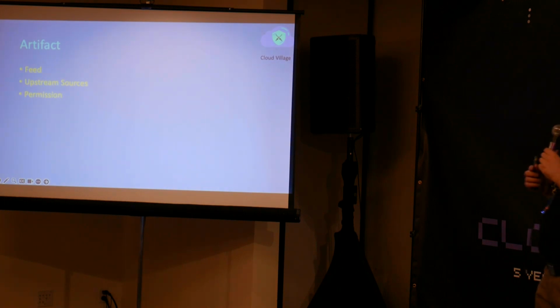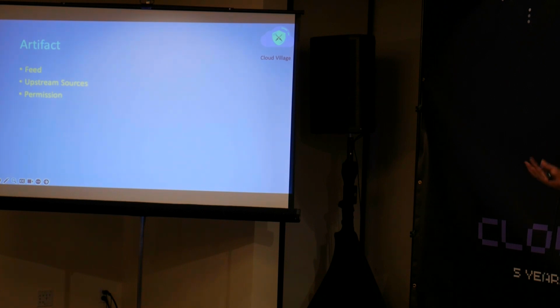So once you build your software, you will create an artifact, or if you want to use third-party libraries or registries, that will call upstream sources. But if you use your own internal version of the software or package, then it will be called a feed, and you can mix these things. And here again, you will have the permissions.